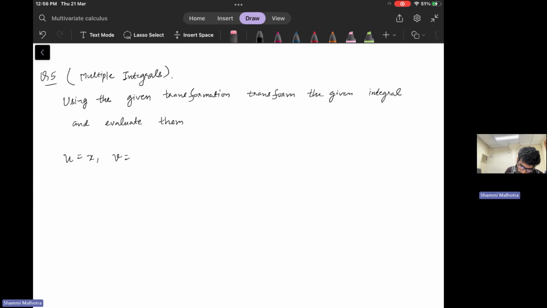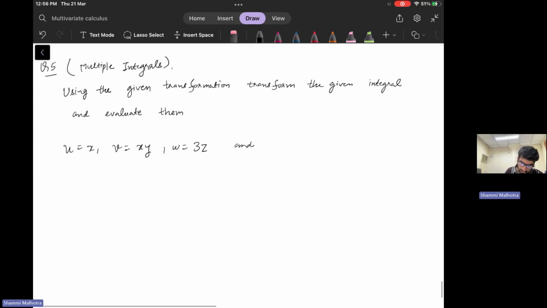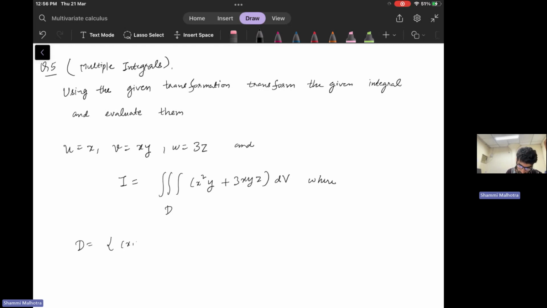u equal to x, v equal to xy, w equal to 3z, and I to be the integral of x square y plus 3xyz dV, where my region of integration is given by this region in R3, so (x, y, z) in R3 such that x is lying between 1 and 2, xy is lying between 0 and 2, and z is lying between 0 and 1.